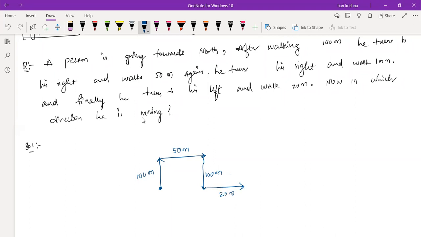So what is the resultant direction here with respect to the starting point? What is the direction? It is the east, right? So with respect to the starting point, the person is moving in the east direction. So what is the answer? East. Understand or any doubts in this? Yes, sir. Clear? Yes, sir.